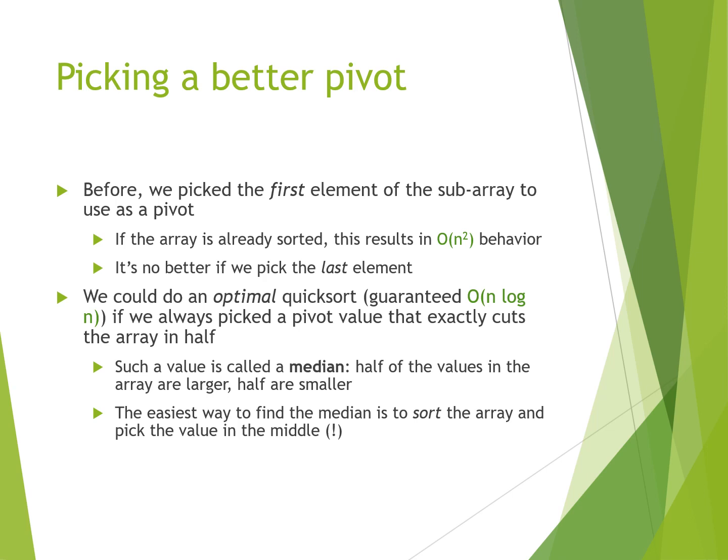We could do an optimal quicksort if we always picked a pivot value that exactly cuts the array in half. Such a value is called the median. Half of the values in the array are larger, half are smaller. The easiest way to find the median is to sort the array and pick the value in the middle.